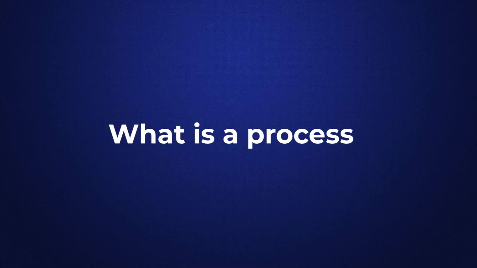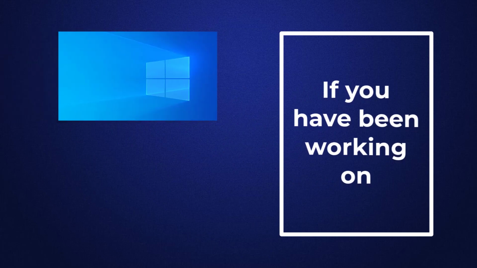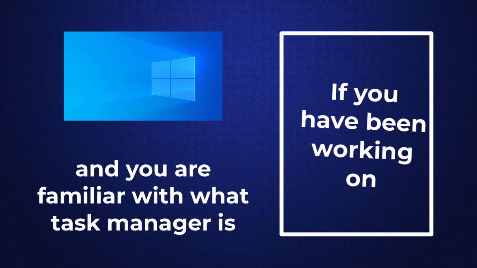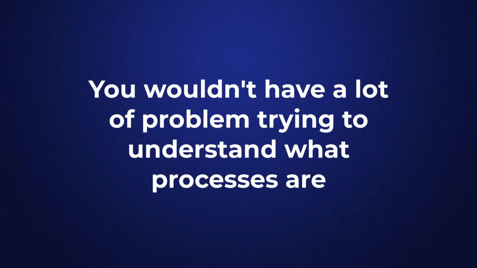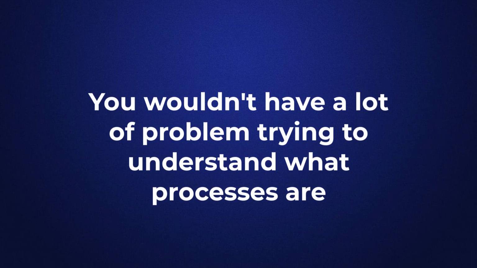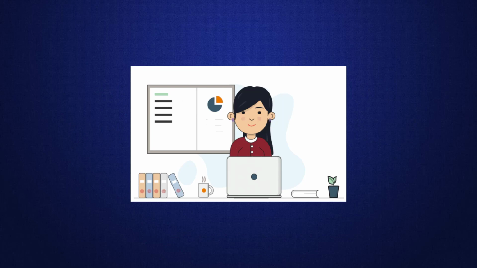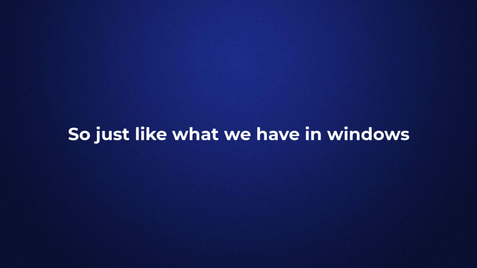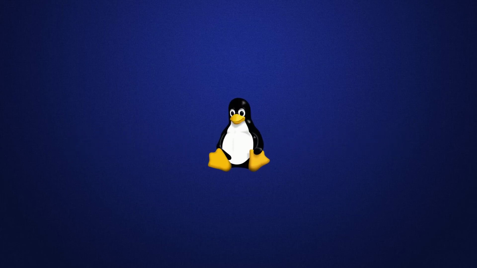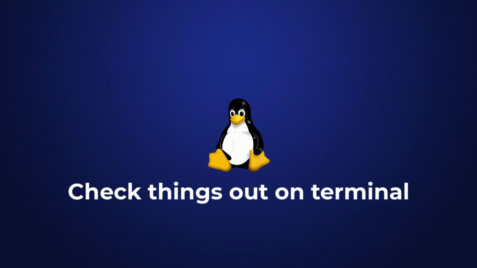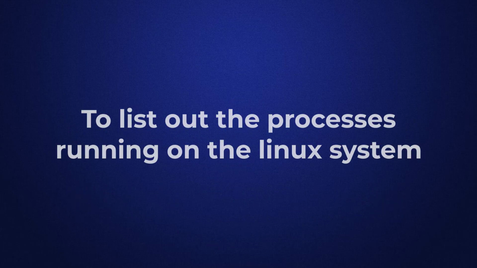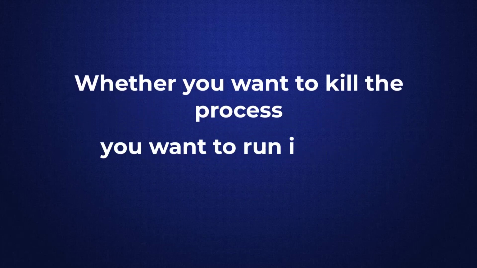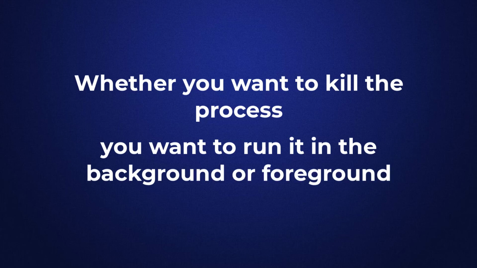So what is a process? If you've been working on Windows and you're familiar with what Task Manager is, you wouldn't have a lot of problem trying to understand what processes are, because you already know what they are. You can open up Task Manager on Windows and see a list of the different processes running on the system. Just like what we have on Windows, we also have that in Linux, only that you would have to check things out on the terminal to list out the processes running on the Linux system and then be able to manage them, whether you want to kill the process or run it in the background or foreground. And we're going to go into details on how all those things work.